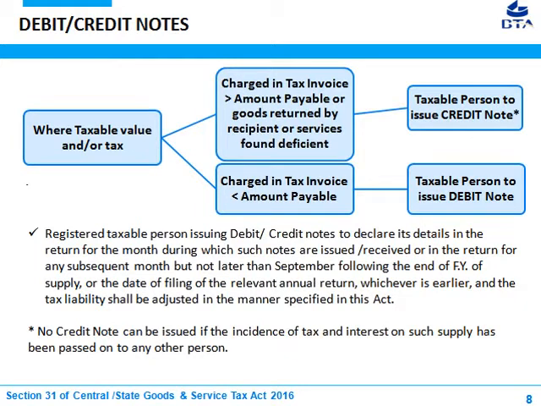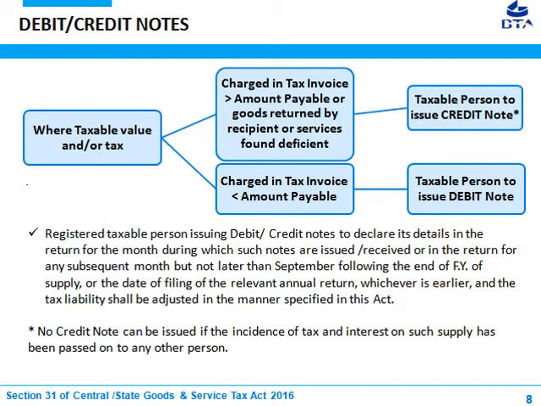Credit note, debit note. After the issue of an invoice, any further amount either payable or receivable is generally settled by way of issuing a credit note or debit note, as the case may be. A taxable person is required to issue a credit note where the amount charged in the tax invoice is lesser than the amount payable, or in case of goods returned, or in case of deficiency in supply of services.